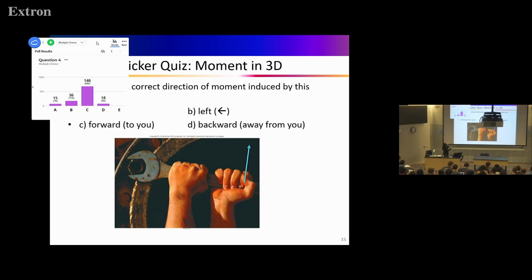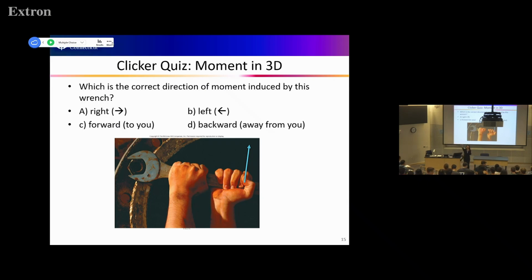Okay, so we have a variety of choices. Here, C has the most votes, but we have some A, B, and D, okay? So let's figure that out together. Right hand, and the index finger is the first vector. What is the first vector? It's the position vector, so this direction. And then the rest of the finger is the force. And what is the direction of the force? Upward, so the answer is this direction, forward, okay?